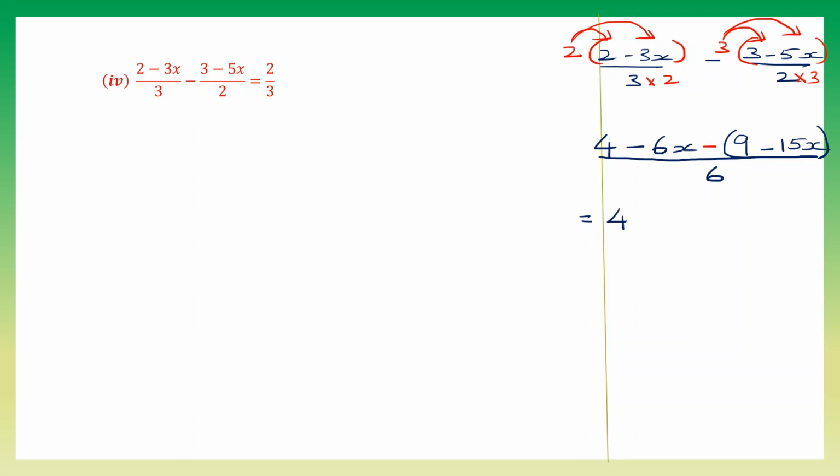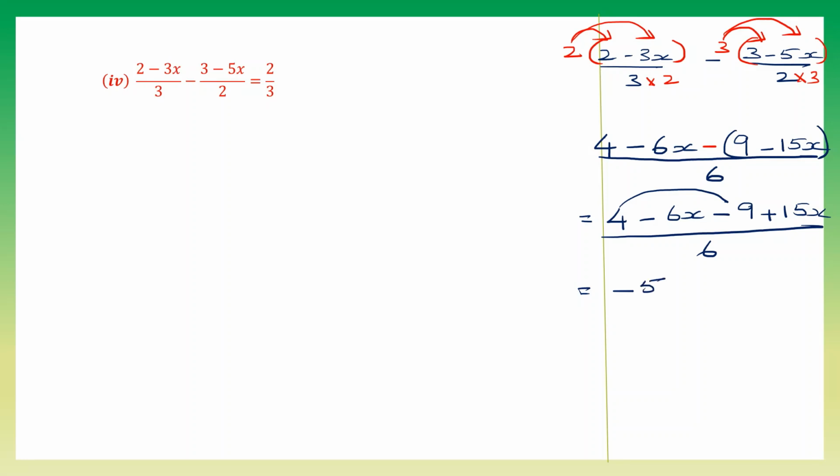So we have 4 minus 6x. When you see minus before a bracket, change all the signs inside. So minus 9 plus 15x. This by 6. So now first let's work out the whole numbers here. Signs are different, so put the sign of the bigger number and subtract. 9 minus 4 is 5.